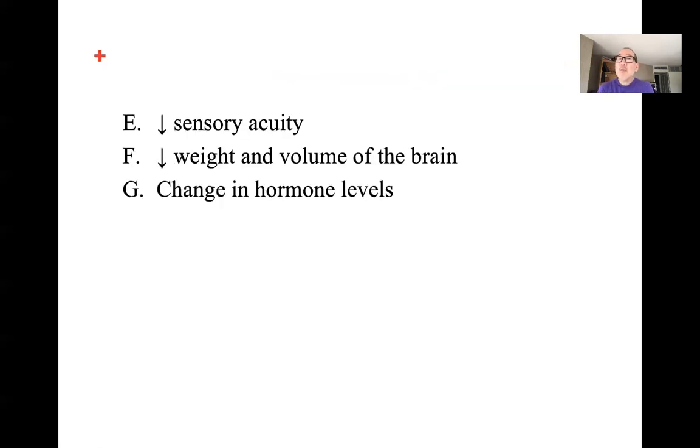We also have a decrease in sensory acuity, in terms of vision and, clearly, hearing, which is very common. We actually start seeing some of these things in middle age, even in people in their 30s, needing to get corrective lenses and so on. We have a decrease in the weight and volume of the brain, and also significant changes in hormone levels across time.